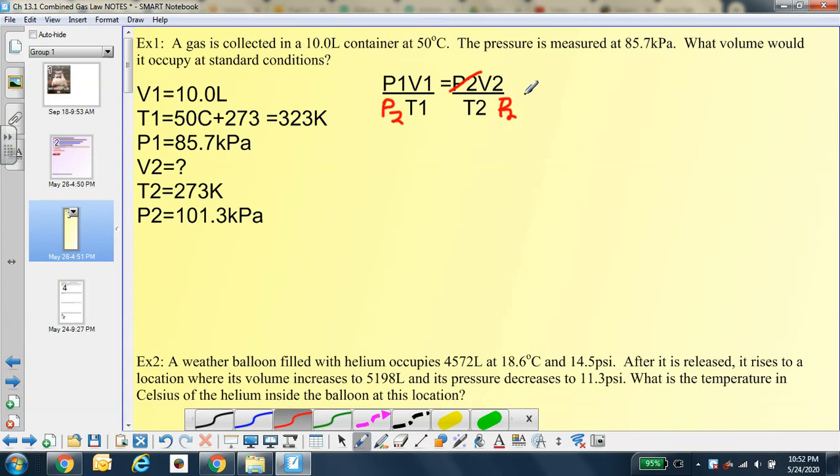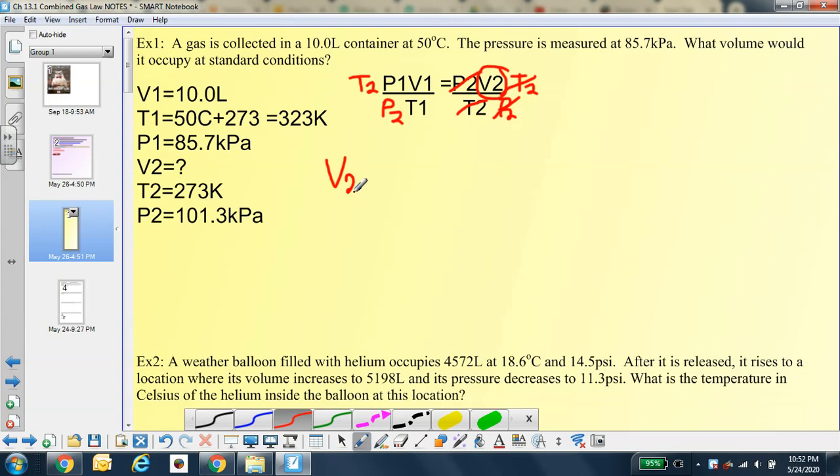And pressure 2 cancels off here, and we've moved it effectively to the other side. Look at where temperature 2 is. We're dividing by temperature 2. So we have to put that in a numerator position and multiply by it. And what you do to one side of your equation, you have to do to the other. And temperature 2 cancels here. So now we've got volume 2 all by itself.